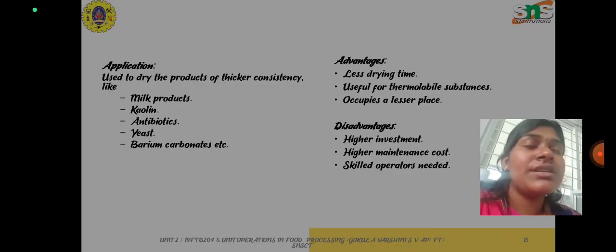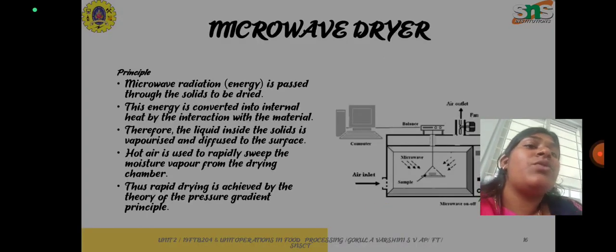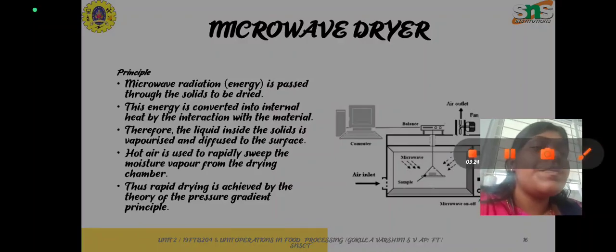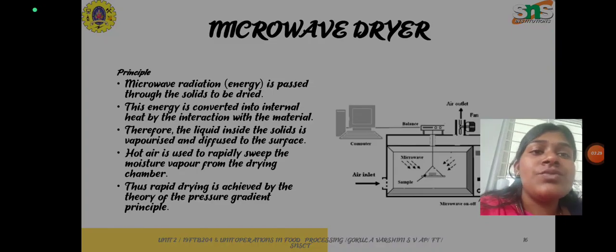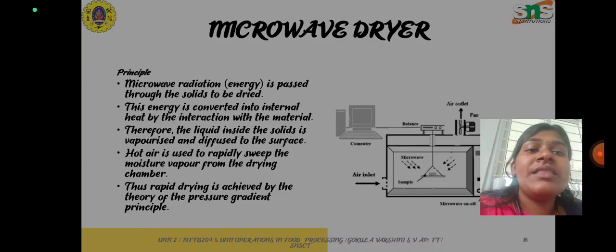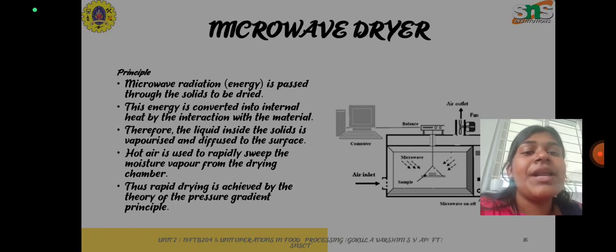So that's all for the drum dryer, and next we can see about the microwave dryer. So what is the principle of this microwave dryer? Microwave radiation is passed through the solids to be dried, and this energy is converted into internal heat by interaction with the material. Therefore, the liquid inside the solid is vaporized and diffused to the surface, and hot air is used to rapidly sweep the moisture vapor from the drying chamber, and thus rapid drying is achieved by the pressure gradient principle.